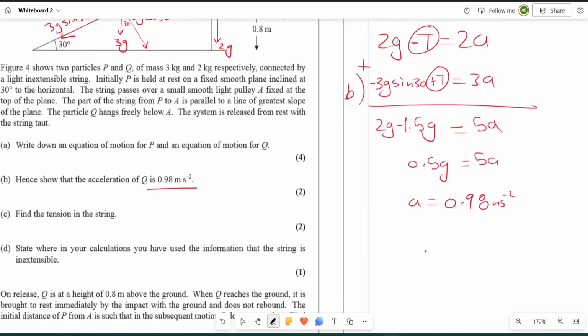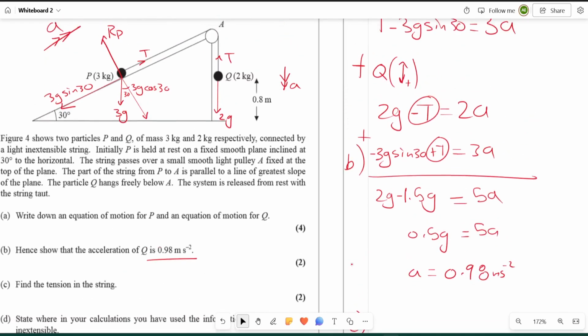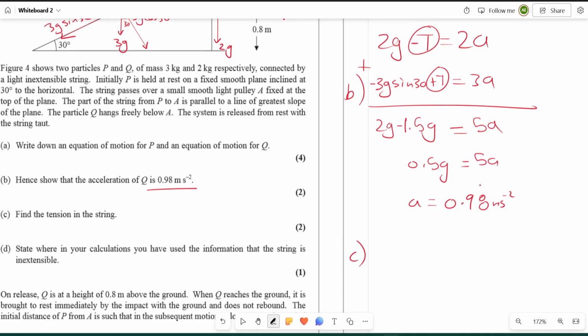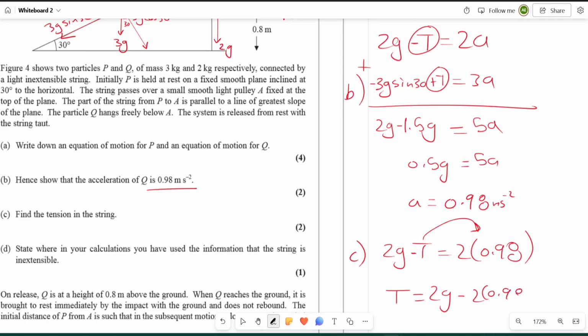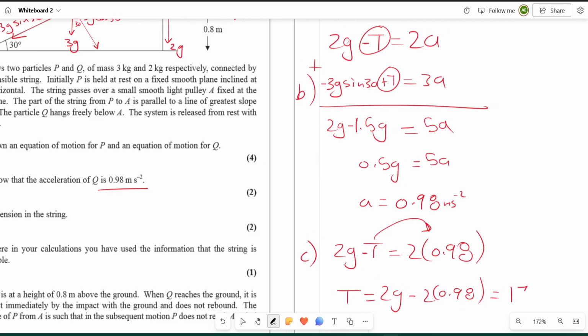Now question C says find the tension in the string. So it's very easy. I need to substitute the acceleration into one of those equations. I'm going to use the one on the top. So 2G minus tension equals 2 times 0.98 instead of acceleration. So T is going to equal, I'm going to move this to that side, 2G minus 2 times 0.98. Evaluating this, 2 times 9.8 minus 2 times 0.98, is going to give me a value of around 17.6 newtons, and that is my answer to part C.